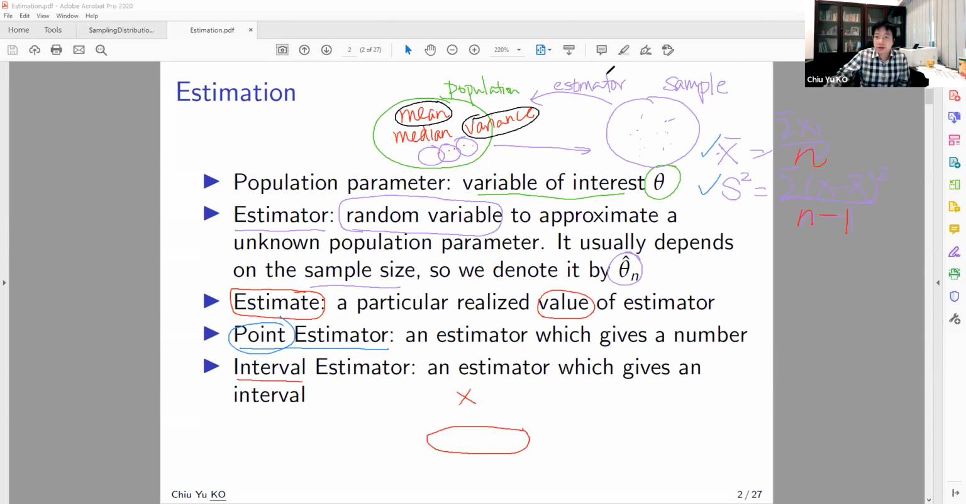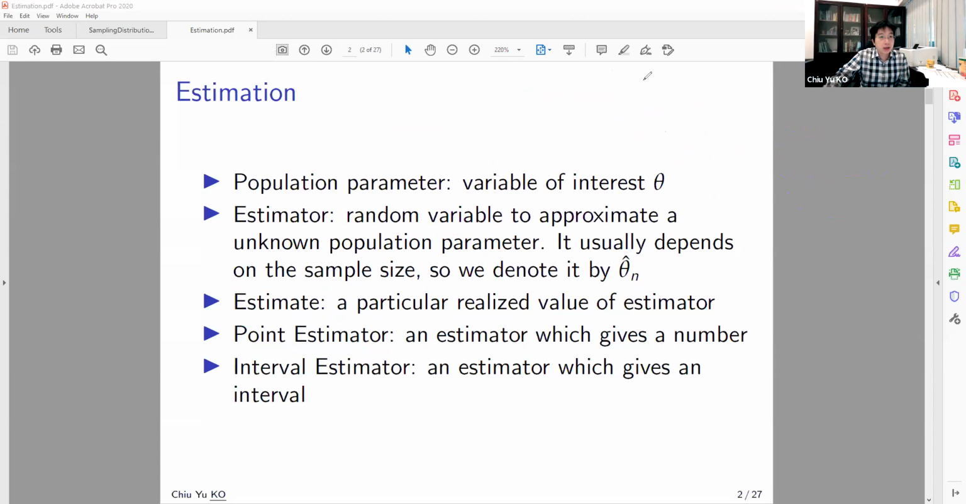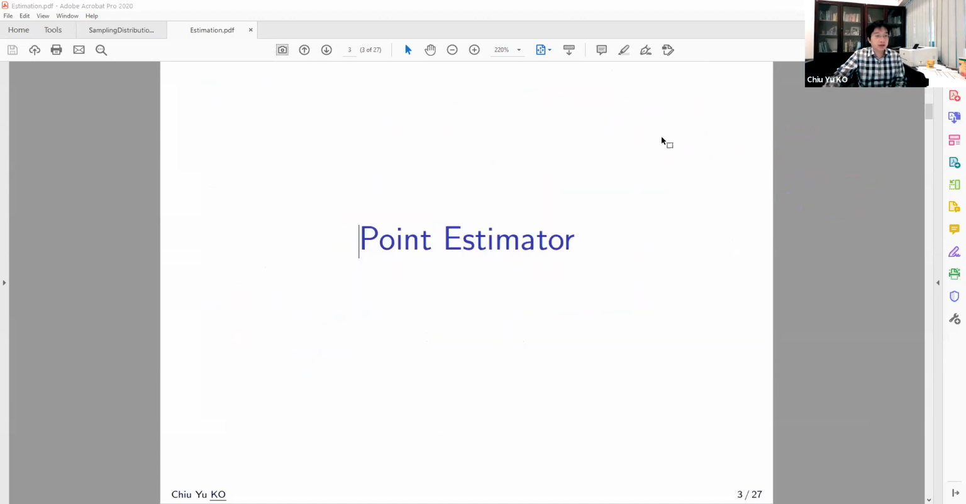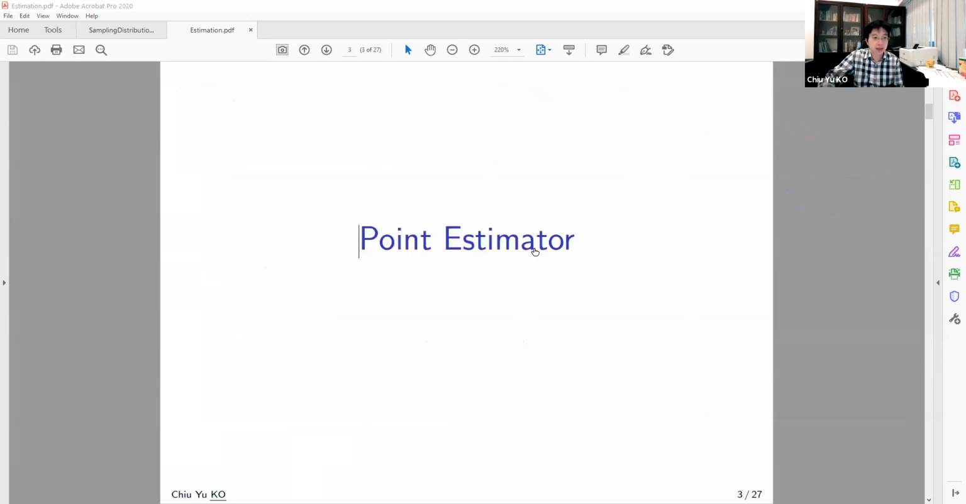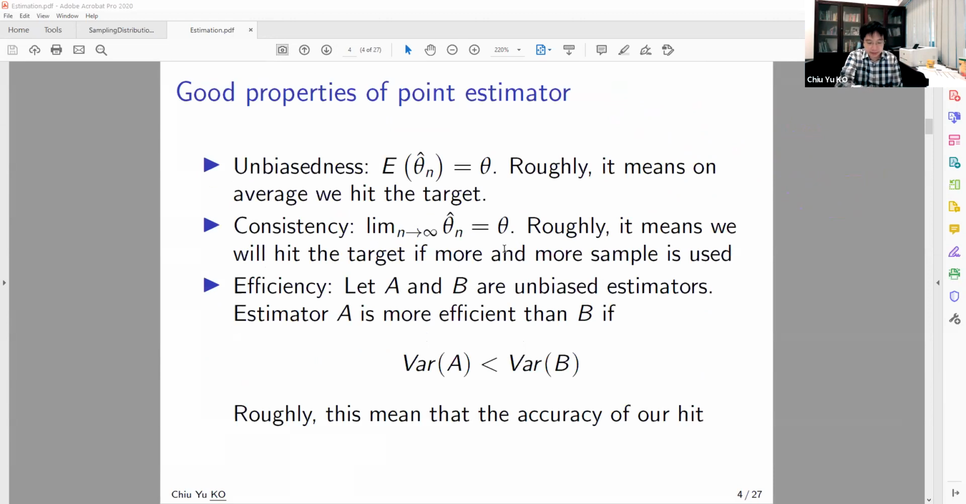So now, thank you. Now we are going to give you the idea of what a good point estimator is, because the point estimator is what we start with. What is a good point estimator? These are the three common good properties we want. The first one, which you probably already know, is what we call unbiasedness.